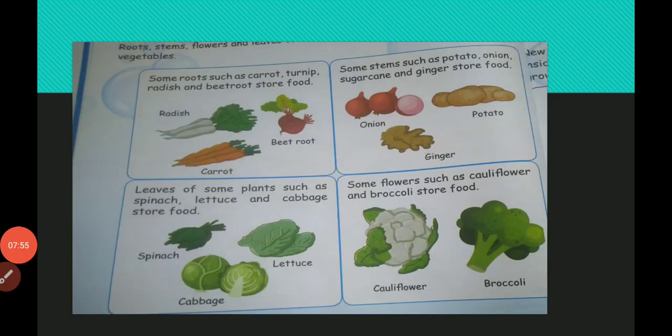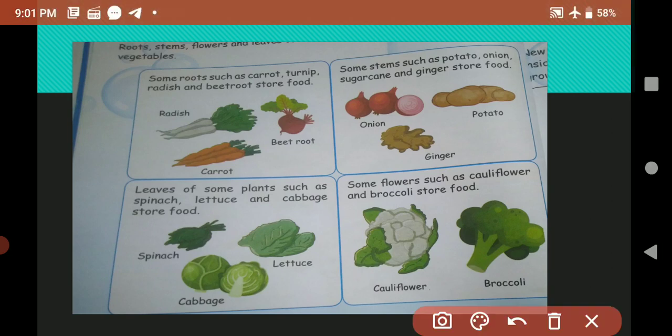Do you plant a tree? Do you sow a seed? After sowing the seed, we sprinkle the water, and after some days we see that the seed is changed into a baby plant, and this process is known as what? Germination.